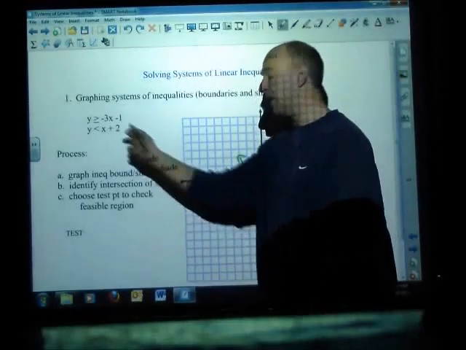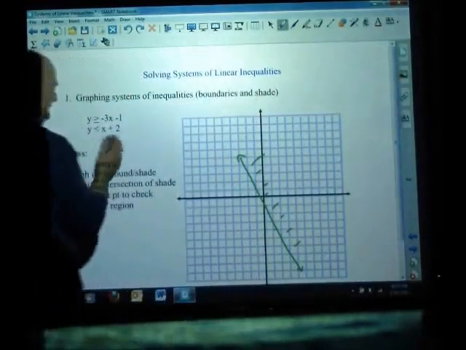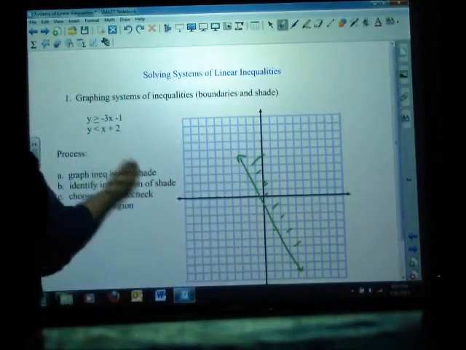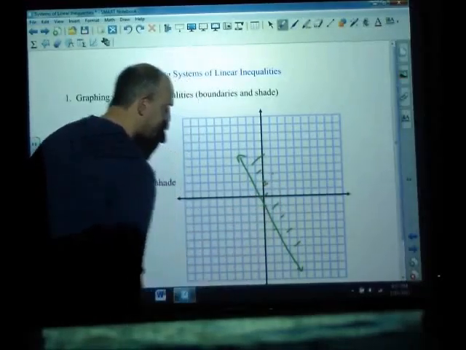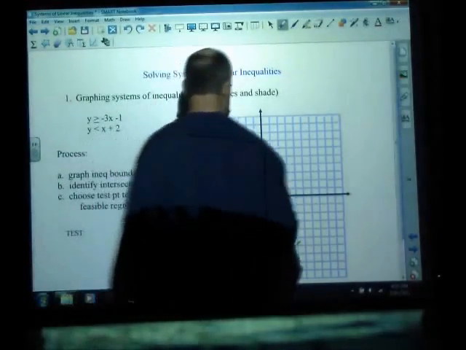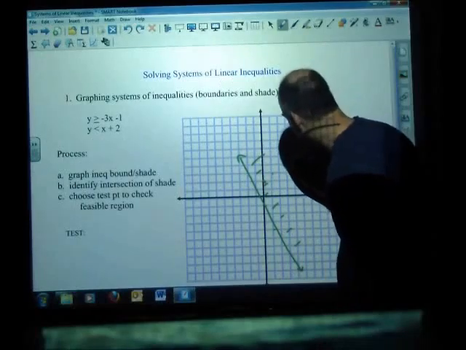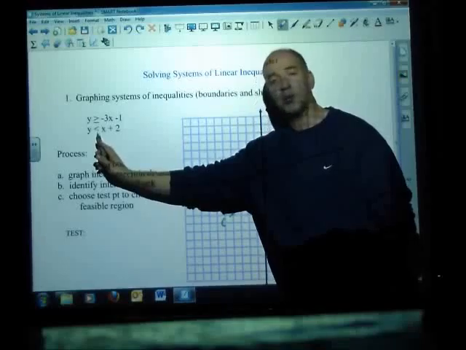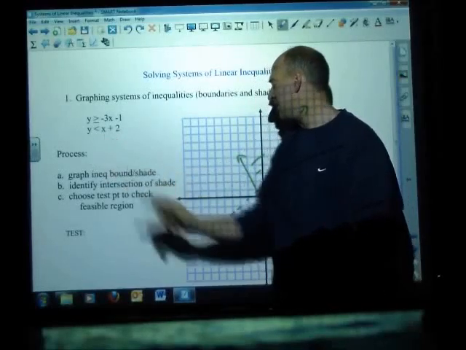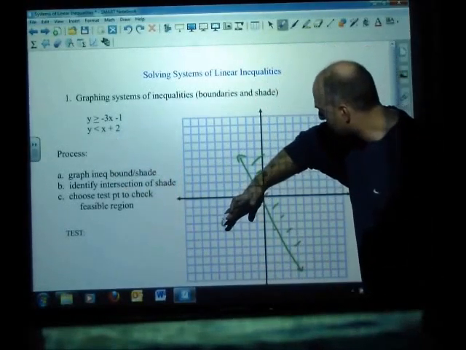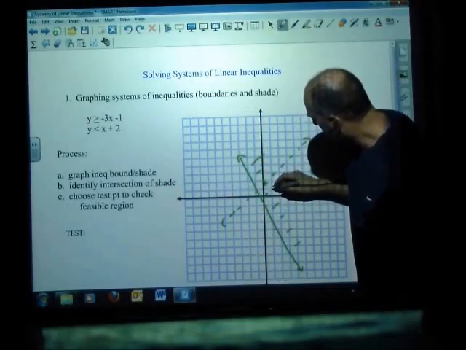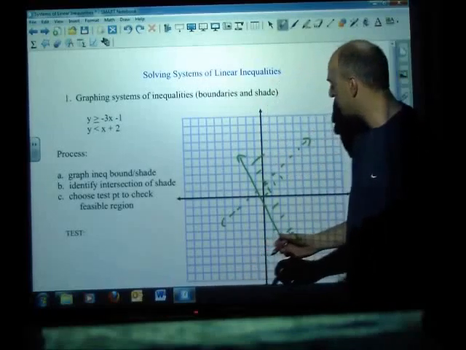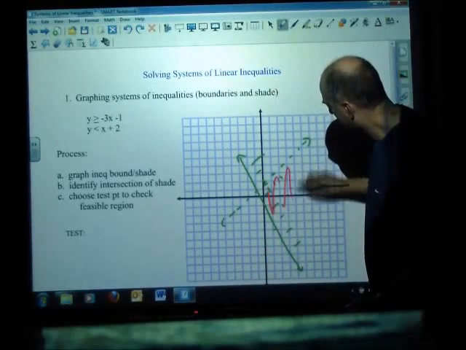Now, the second linear inequality is y is less than x plus 2. So the y-intercept's at 2, the slope is rise 1, run 1. This boundary line is going to have to be dotted. I am not including those points as solutions because y cannot equal x plus 2. It must be less than. So less than, if it's y, would be below. So it looks to me, this is kind of a directional thing, north, south, east, west. It looks to me, here are our answers.